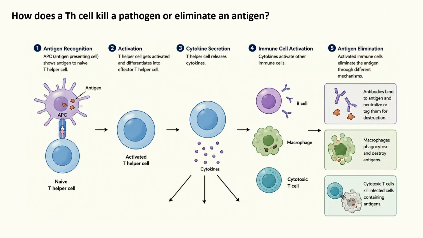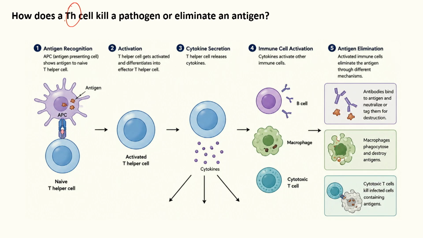Next, we discussed how B cells eliminate the pathogen, and let's understand how T cells kill the pathogen or eliminate the antigen. For T cells there are two types which we will mostly discuss: the T helper cell and the T cytotoxic cell. So let's try to understand the T helper cell first. The T helper cell is the cell which can activate the B cell to produce antibodies.